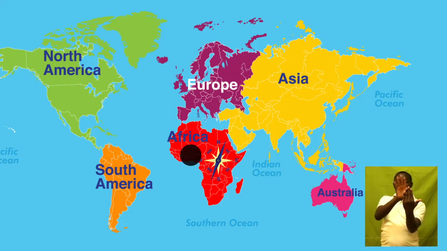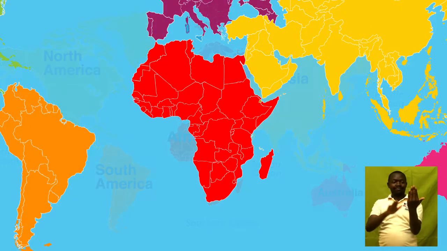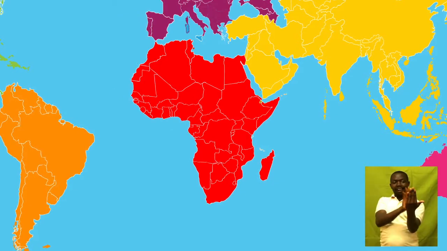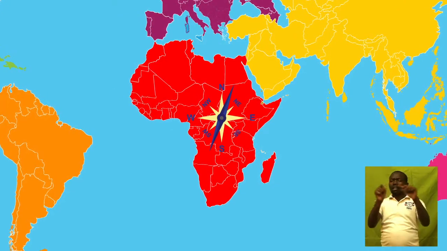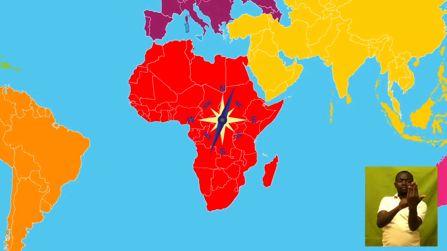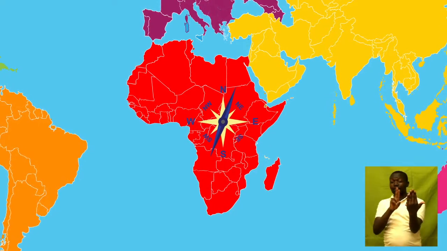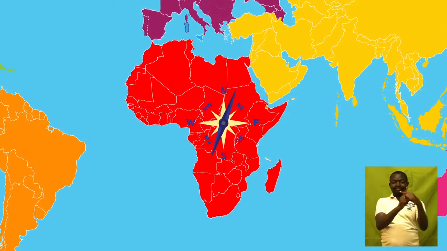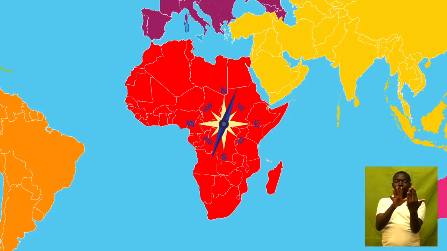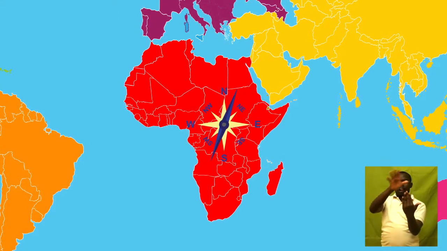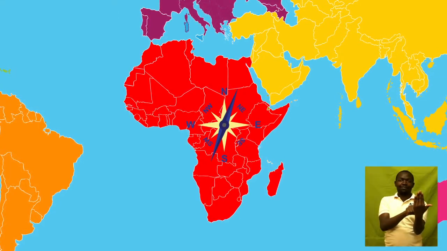So I want you to touch Africa. Turn to your world map and touch Africa. Good. Now put your compass card in Africa. We are going to use that compass card to look at the water bodies that surround Africa. All right.